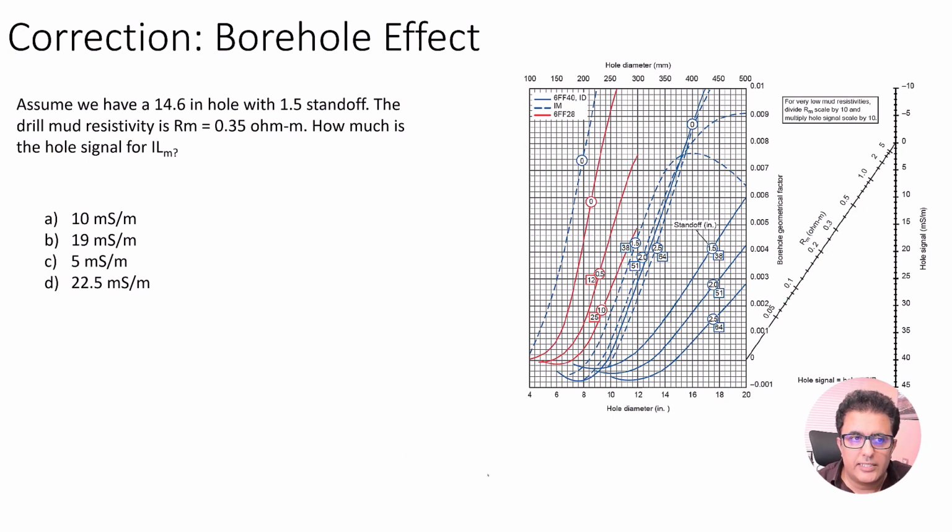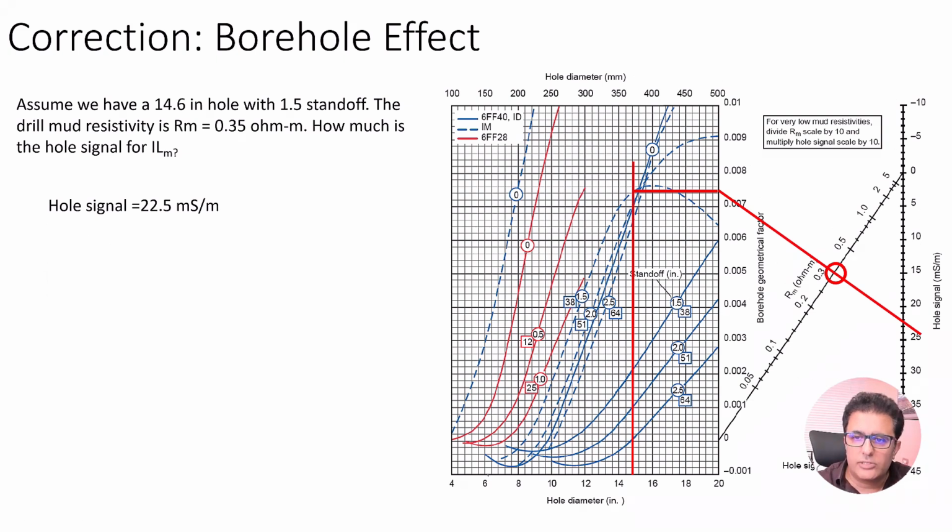Now let's do another example here. Assume that we have a borehole with a diameter of 14.6, the standoff is 1.5, and the drill mud resistivity is 0.35. So how much is the whole signal for the medium reading? Okay, guys, for the medium reading, we should use the dash curve. And if we use the dash curve, we are going to see that the whole signal is 22.5 millisiemens per meter.